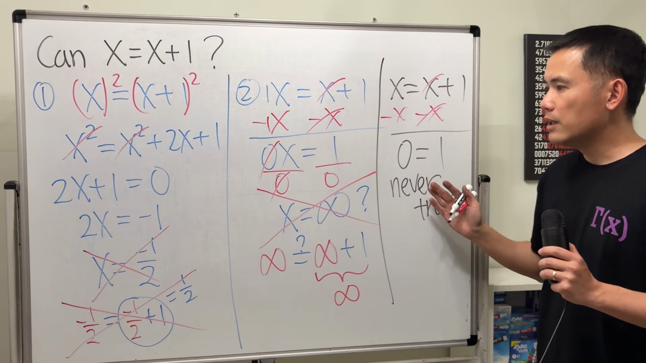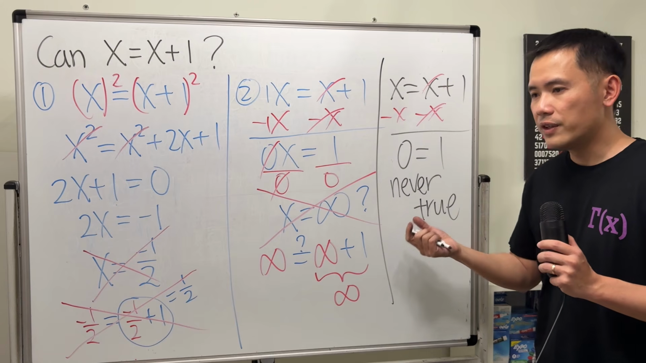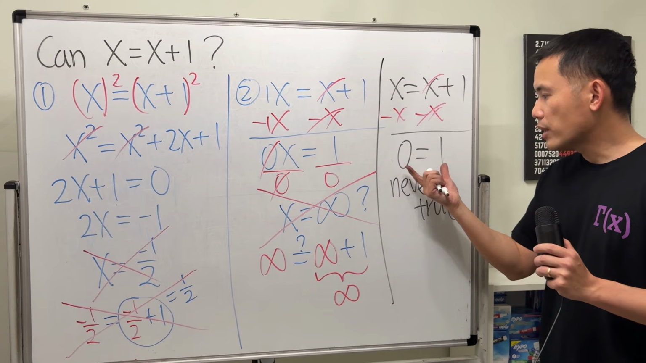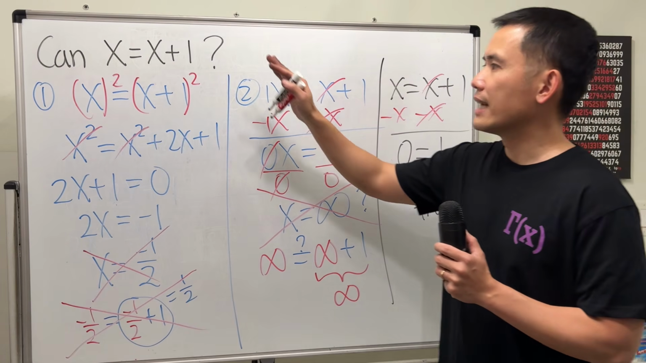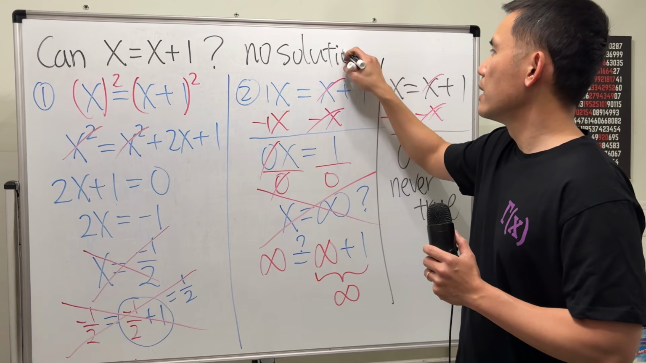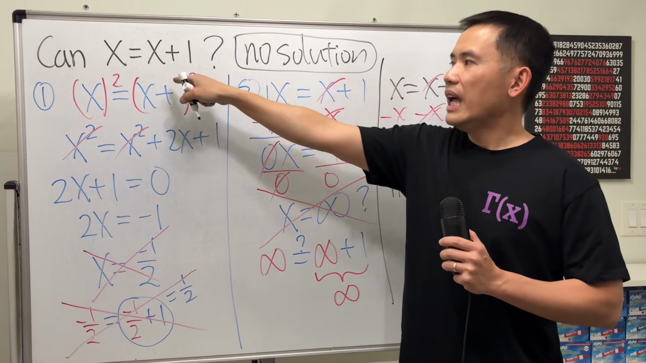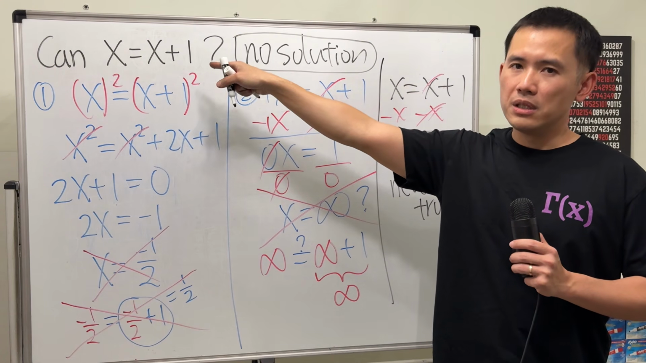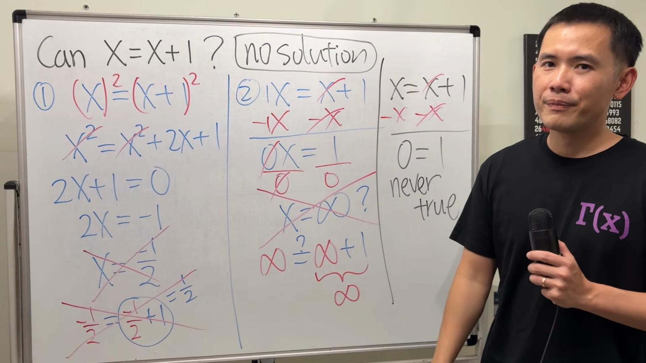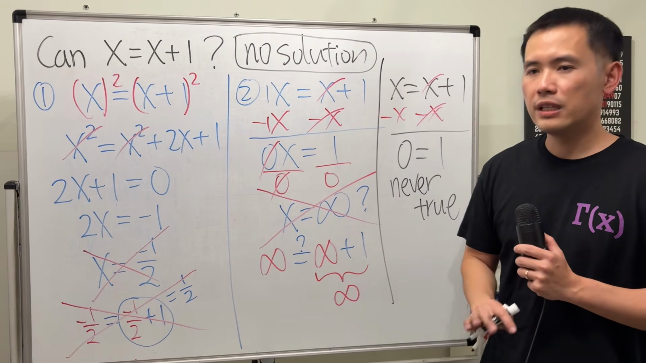You don't have the x anymore. So this is unlike solving for an equation where you have x is equal to a number. This right here is never true, so that suggests that this equation actually has no solution. And in fact, this is rather interesting because you cannot find an imaginary solution for that equation either. Yes, no solutions at all.